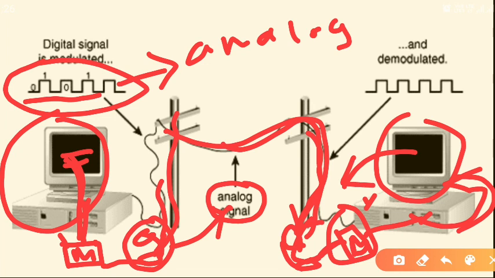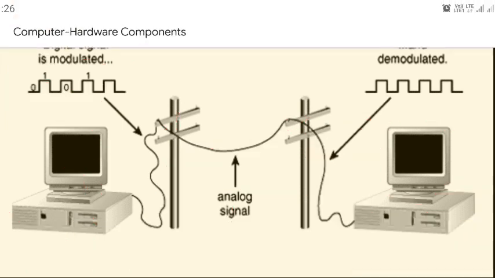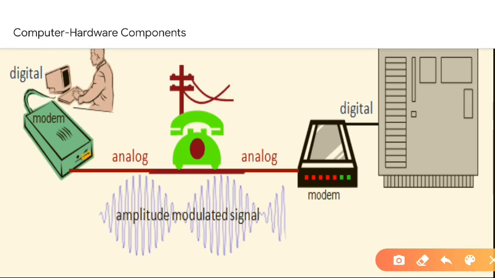So this conversion of digital signals to analog is called modulation, and then again conversion of analog signals into digital is called demodulation. And the device which does this modulation and demodulation is called a modem. I hope students you have understood this. Again let me explain you.